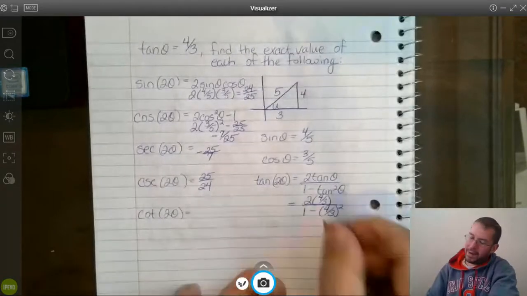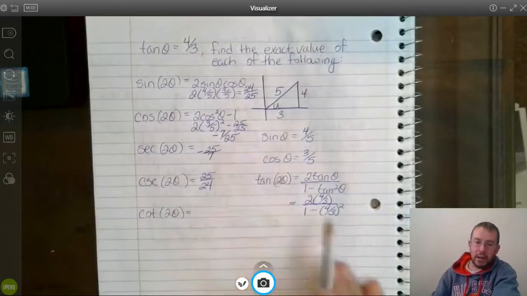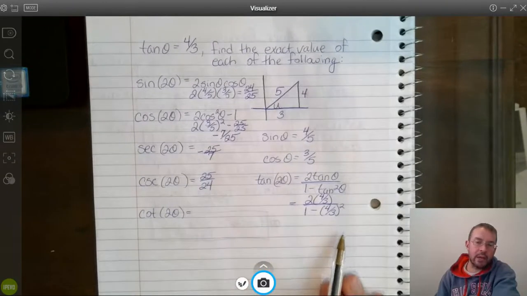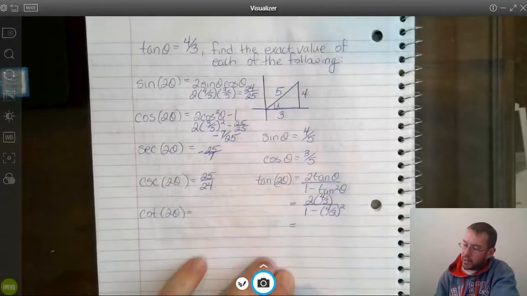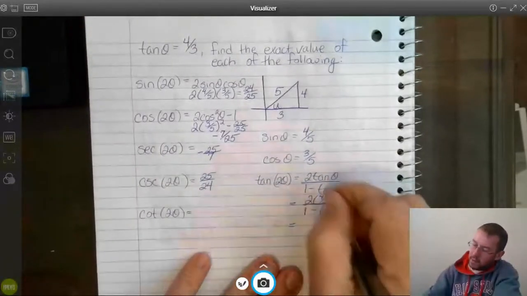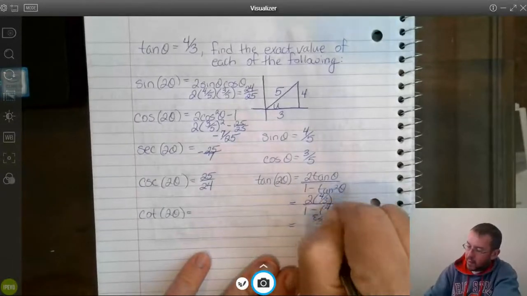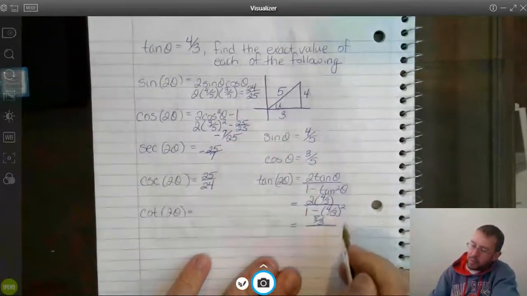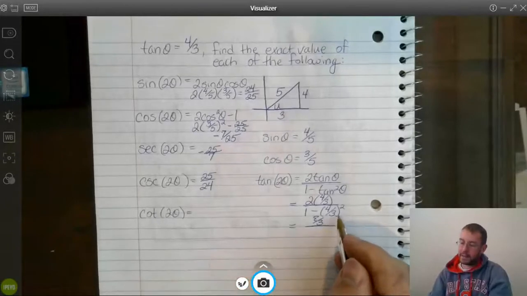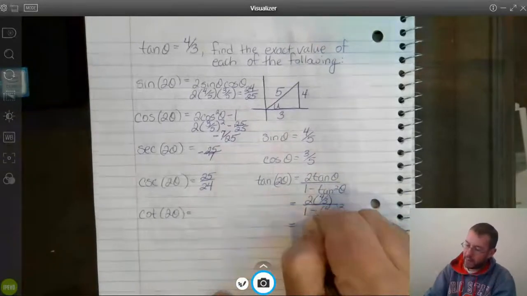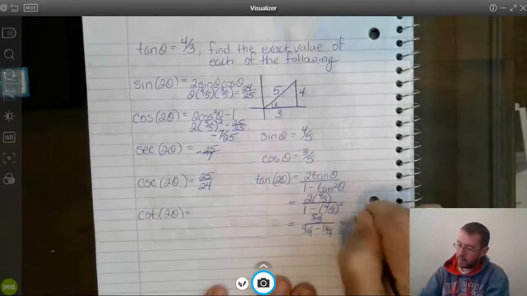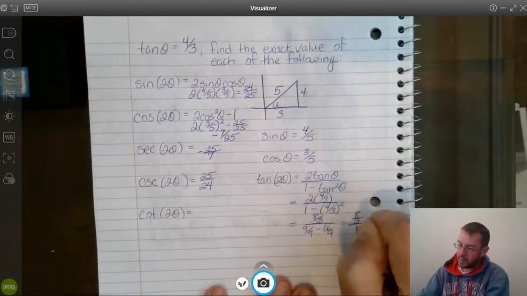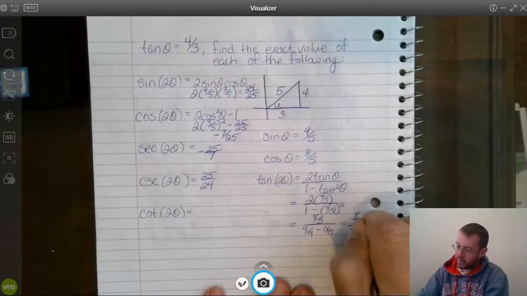Now, guys, typically with all of these, this would be on the calculator section of your test. So you would just be able to plug that into the calculator and hit enter. But for the sake of demonstration, I'm going to go ahead and work this out. So 2 times 4/3 is 8/3. 4/3 squared is 16 over 9. So this could be 9 over 9 minus 16 over 9. So here I will get 8/3 over, and this would be negative 7/9.